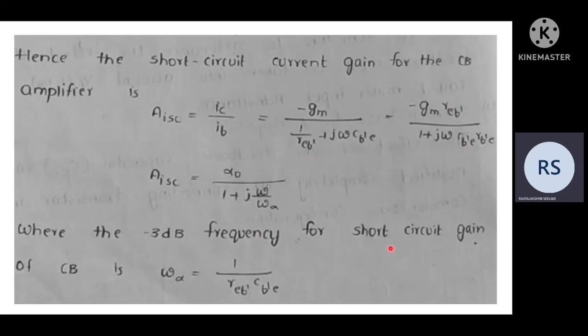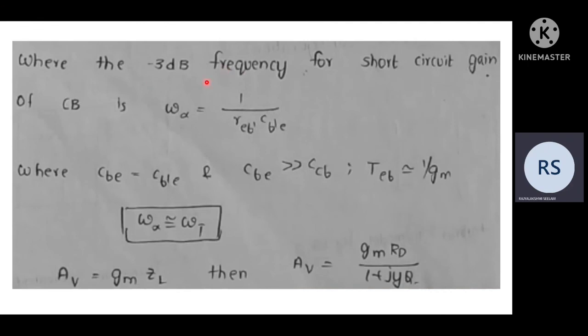The 3 dB frequency for the short circuit gain of the CB is omega alpha equals 1 by R B dash E C B dash E. Here CBE, which equals CB dash E, is far greater than CCB. So TEB is similar to 1 by GM. Therefore, omega alpha is congruent to omega T, and AB equals GM ZL. Then AB equals GM R naught by 1 plus J by 2.